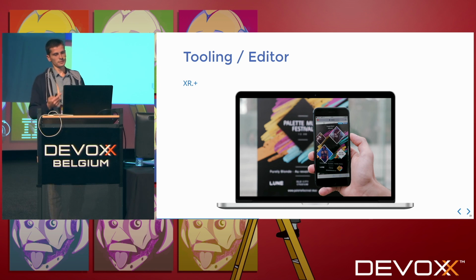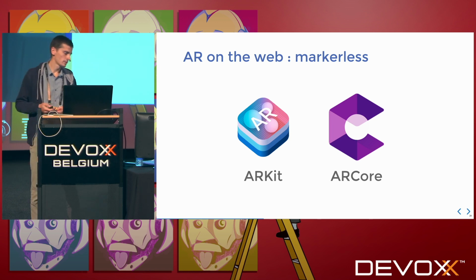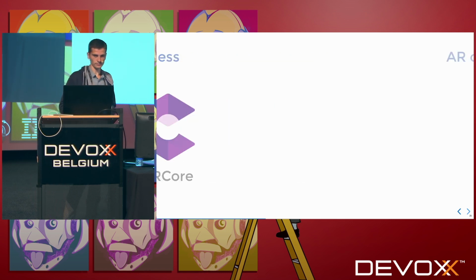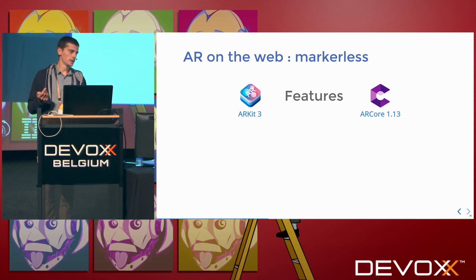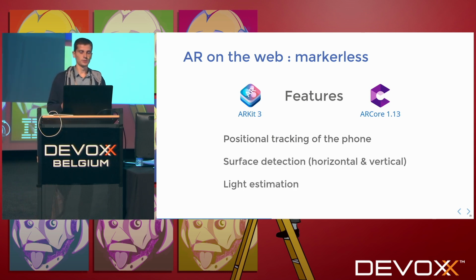The other way is to use native frameworks provided by Apple and Google: ARKit for Apple and ARCore for Android. These native frameworks bring features for the native platform, and they are the magic behind WebXR. Later we'll see that the API uses these frameworks inside, for example, Google Chrome with ARCore, and later ARKit on iOS. You can use the features of the frameworks directly, for example positional tracking of the phone, surface detection, light estimation, etc.